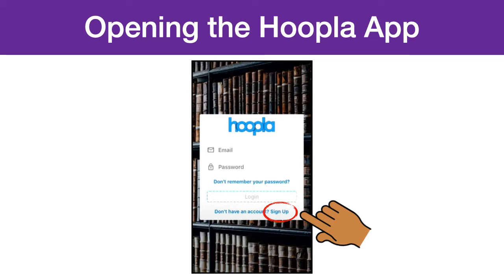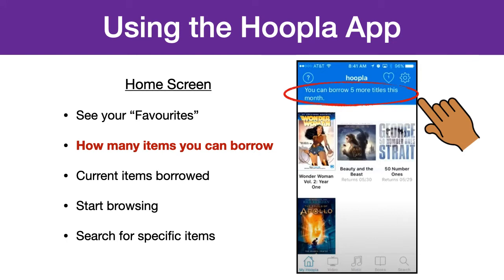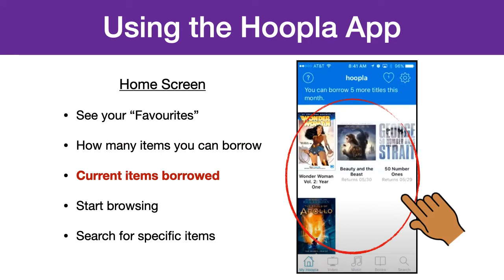Now, let's look at how to use the app. The very first screen you will see is called the home screen. There's lots of different things you can do from this screen, including checking to see what items you have saved in your favorites. Check to see how many more items you can borrow this month. The number of items you can borrow is set by the library and can change at any time. This number resets at the beginning of each calendar month. You can see what you have currently borrowed.